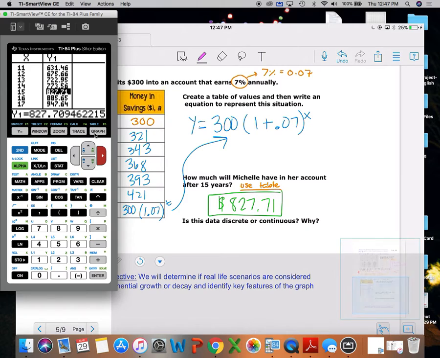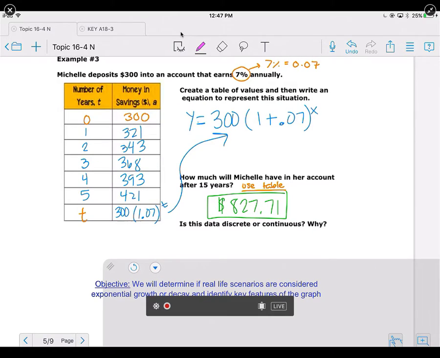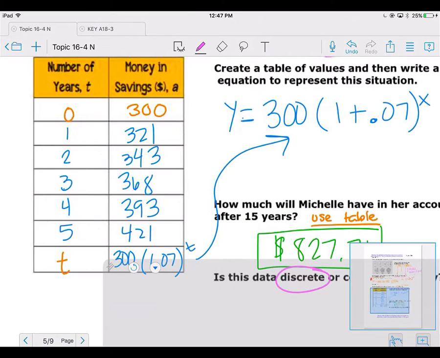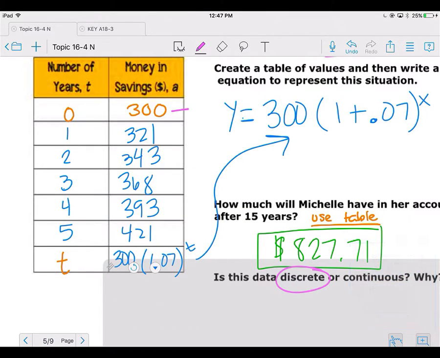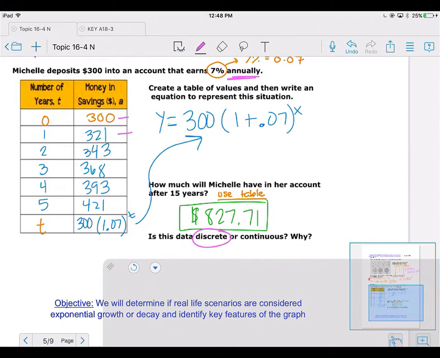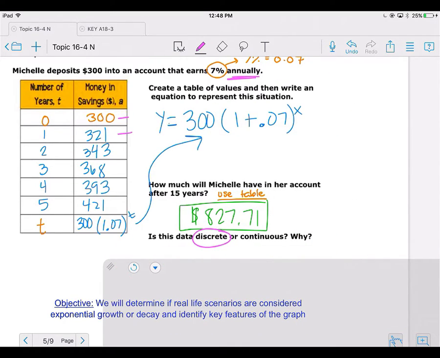Now they ask me if this is discrete or continuous. This would be discrete because she's getting paid annually. She gets paid 300, then she is 321. She will never have anything in between because there's no way to go in between that money if she's only getting paid once a year. So because there are no in-between y values, that would make sense. She has this amount of money, then this, then this, then this, and she's skipping to these amounts every time. It will be discrete.